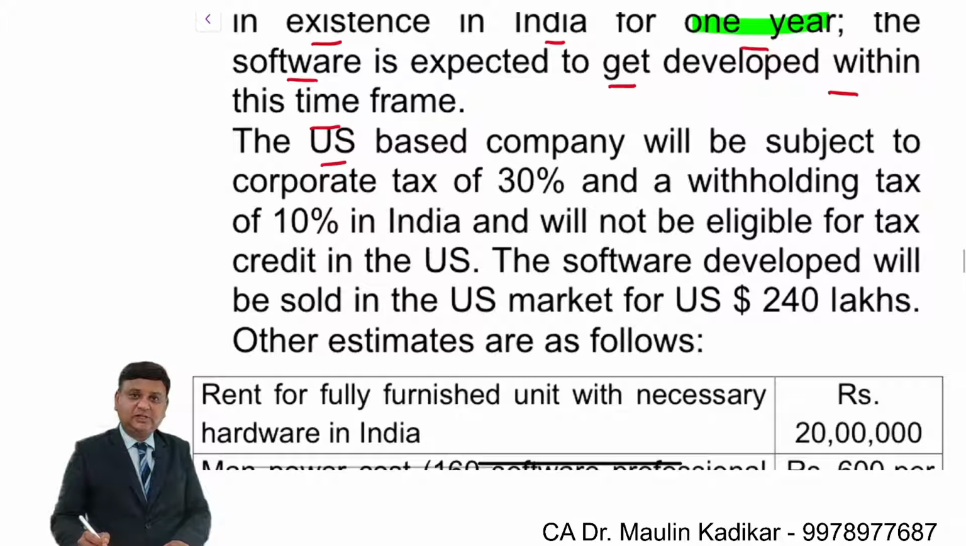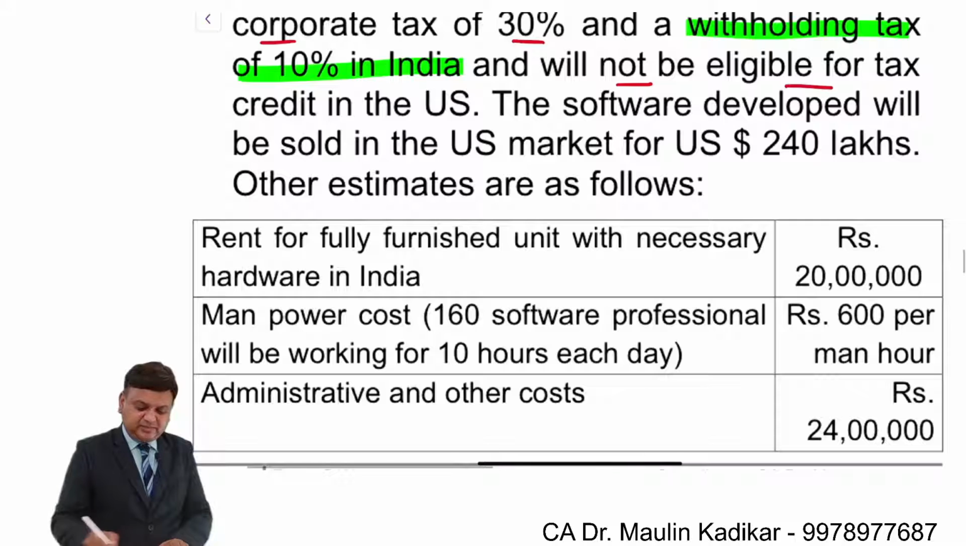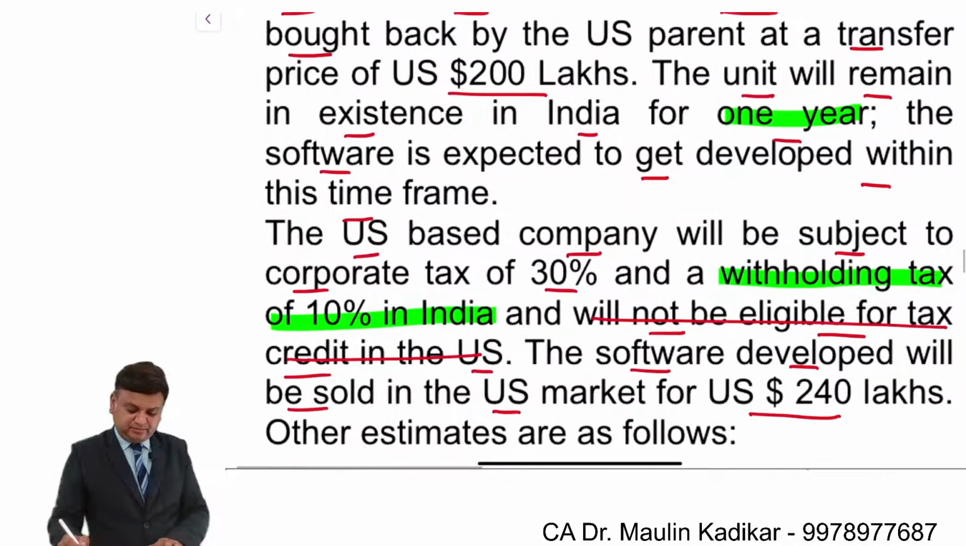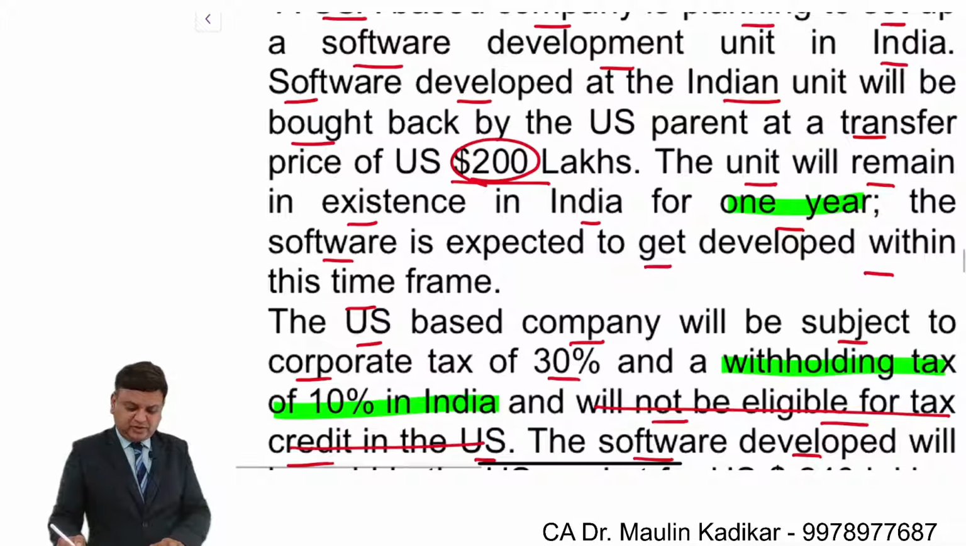Next, the United States of America based company will be subject to income tax rate of only 30% and withholding tax of 10% in India. Withholding tax is nothing but whatever the amount that you repatriate from India to America, of that 10% is required to be paid in India as a tax. So for example, say an amount of 1 lakh rupee is supposed to be transferred, then instead of 1 lakh you can transfer only 90,000 because 10,000 is required to be paid in form of withholding tax and will not be eligible for tax credit in United States. Even otherwise we do not make that assumption. Software developed will be sold in United States market for 240 lakhs dollar. So they will purchase from its own subsidiary at 200 lakhs and it will be sold over there for 240 lakhs.